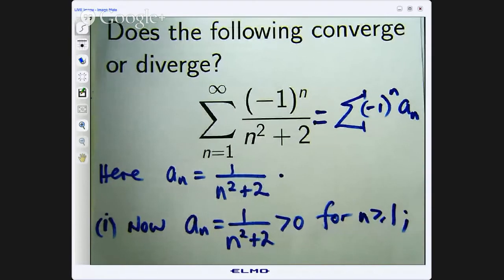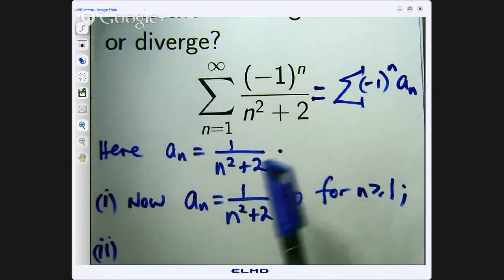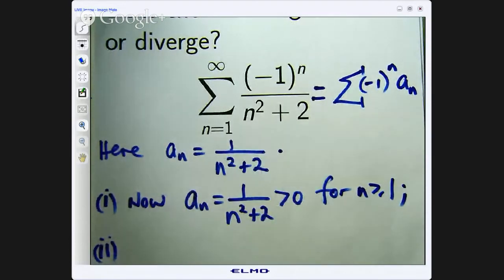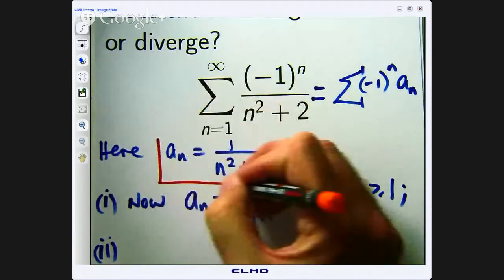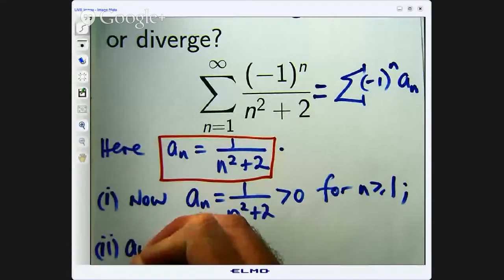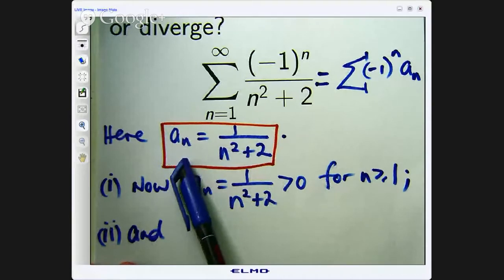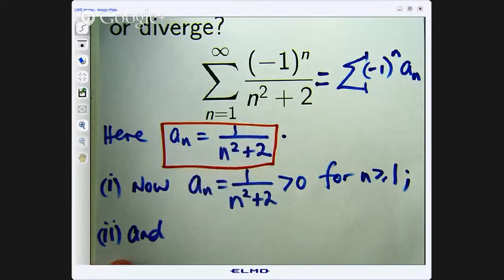So that was easy. The second part involves the monotonicity of this a sub n. What we're going to do is show that a sub n is a decreasing or non-increasing function. So let me show you how we do that. What we want to do is show that a sub n plus 1 is less than or equal to a sub n.